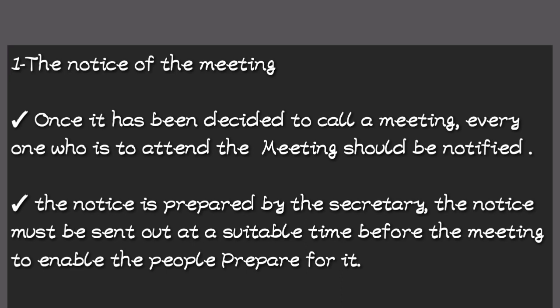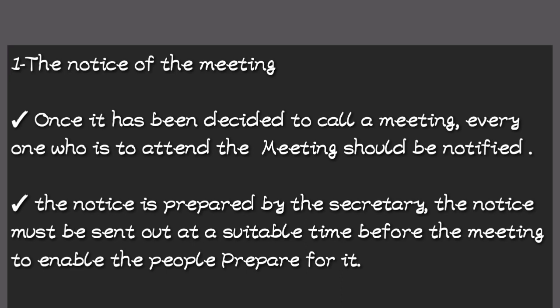So the notice is prepared by the secretary and it must be sent out at a suitable time before the meeting to enable people to prepare for it. It is ethical to give busy people ample notice if you expect them to attend, about 2 weeks before the meeting, and if the date was fixed in the previous meeting, you send them a reminder note to remind them about the meeting.